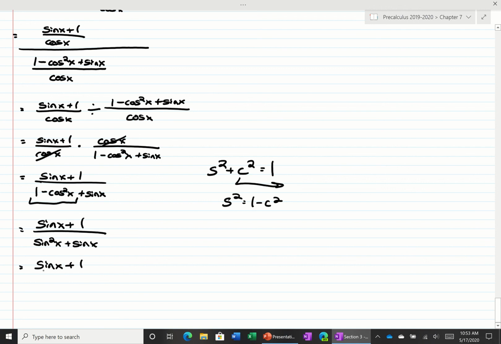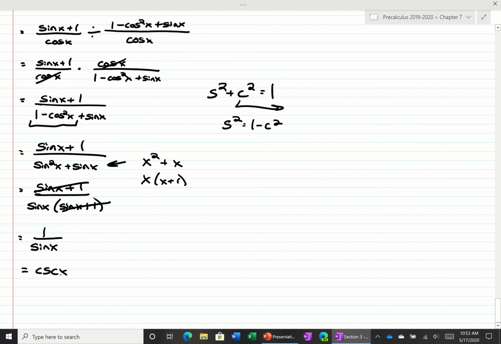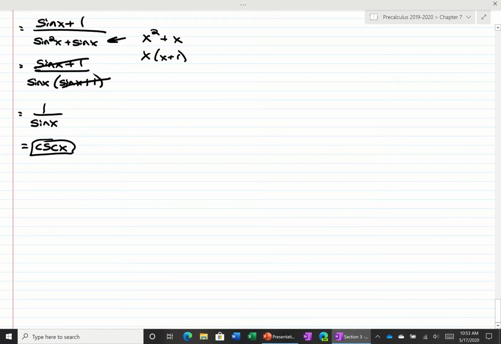We get sine of x plus 1 over, we can factor out a sine of x. And look at this. We do see the same trig function here. It's just like having x squared plus x. So I mean, you could factor out an x, right? So we could factor out a sine. These would actually cancel, and we get 1 over the sine of x, which is cosecant of x. After I do a few of these, I'm sure it'll be a lot easier.